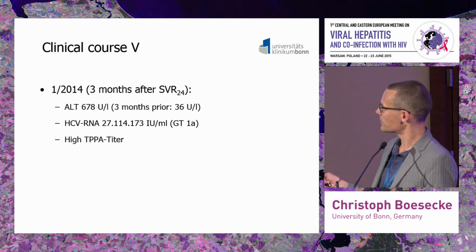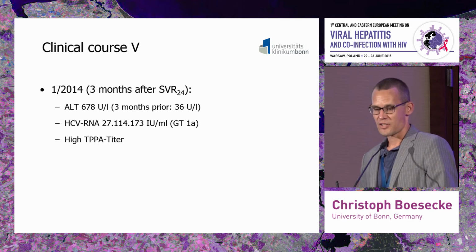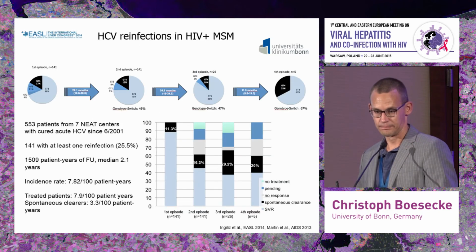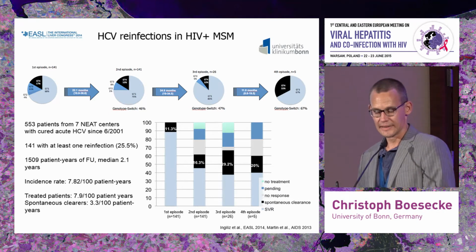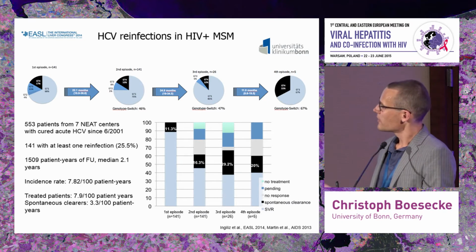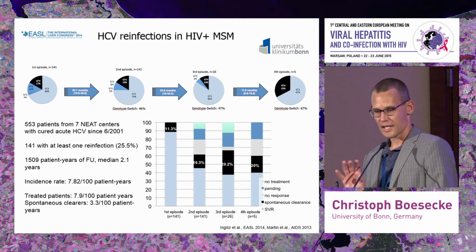But in this case, he has got a new genotype, so it really is a new infection, this time genotype 1A. And he also managed to contract syphilis. And this is clinically not a rare setting. If you look at centers that treat a lot of HIV-infected patients with acute hepatitis C infection, the reinfection rate can be up to 25%. So a quarter of your patients will get a second acute hepatitis C episode after the first one, if you look at centers that are really focused on these two diseases.